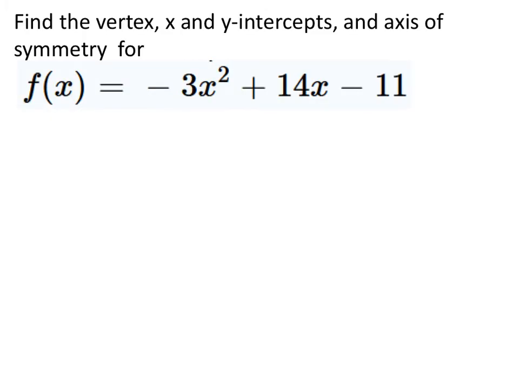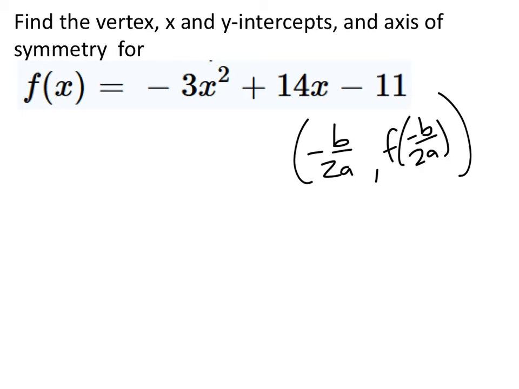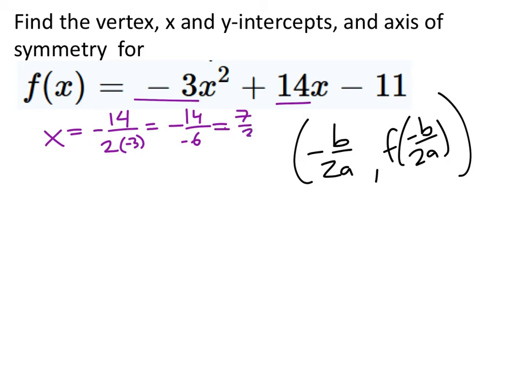Alright, so back to this problem. Let's just look at that vertex formula stuff. Here's our x and y values. So let's find the x value in the vertex, or the h value if that's what you want it to be. And that's going to be negative b, which is positive 14, over 2 times the a value, which is negative 3. So that gives us negative 14 over negative 6, which would simplify into 7/3. So in my vertex, I already know my x value, or h value, which is 7/3.